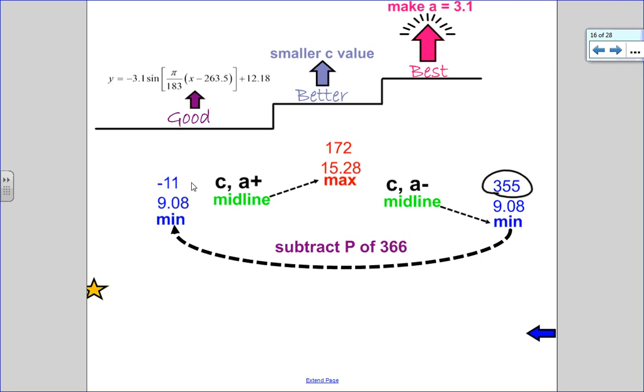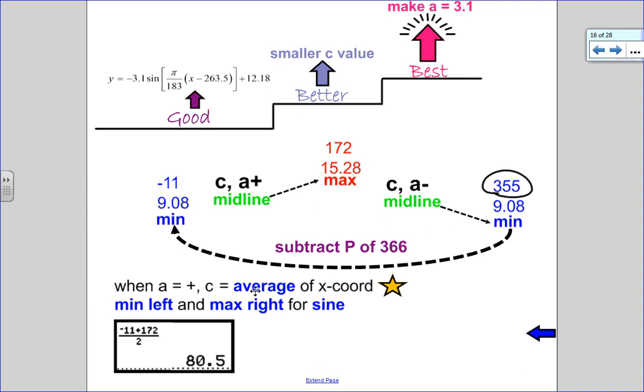So since this starting point here is closer to the y-axis than this starting point here, this will be the best C value when A is positive. When A is positive, the C value is the average of the x-coordinate of min to the left and the x-coordinate of max to the right.